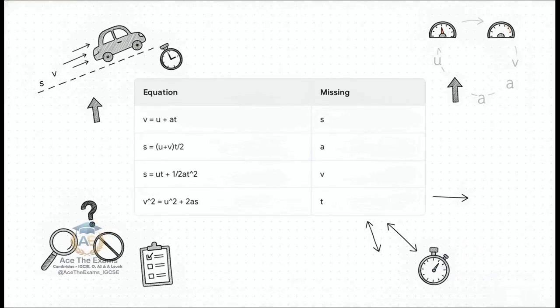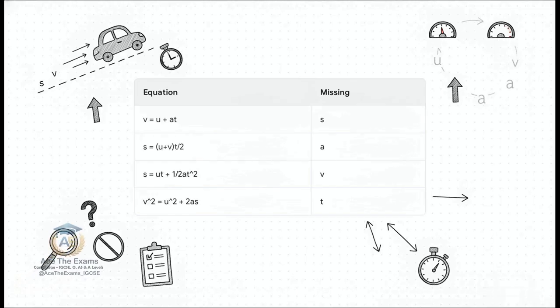Notice how there are 5 total variables across these equations. S for displacement, U for initial velocity, V for final velocity, A for acceleration, and T for time. But here is the massive secret to never getting stuck on a problem again. Every single equation in this table is missing exactly one variable.